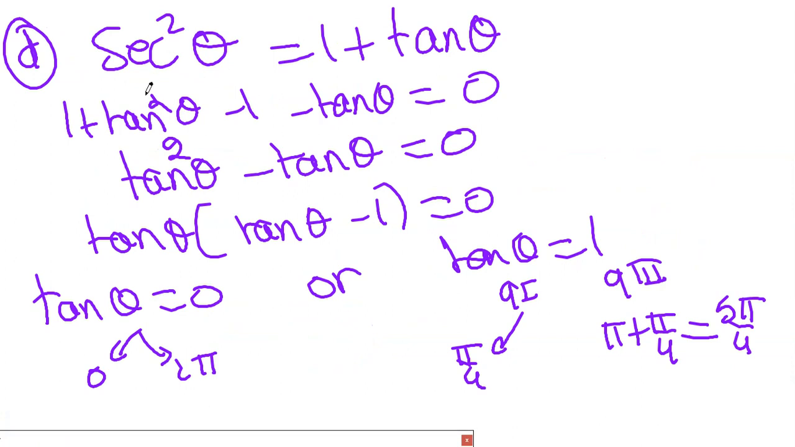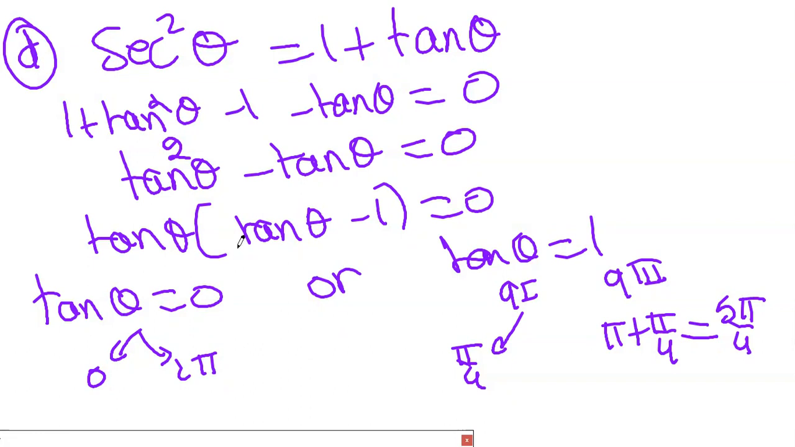Also the same, I have secant and tangent. I need to change it to one variable. Which one will we change? The secant squared. It's 1 plus tangent squared. Then I took it all to one side: tangent squared theta minus tangent theta. Now here I have a second degree equation. We can factorize it, or you can do delta. A is 1, B is minus 1, C is 0. So it gives me tangent is 0 or tangent is 1.